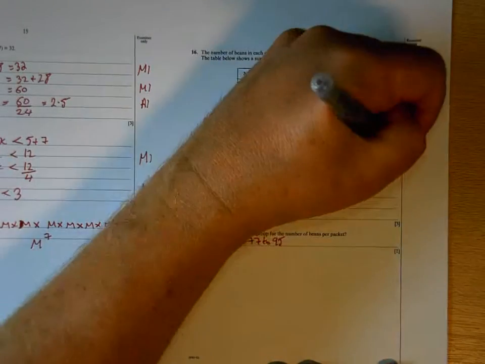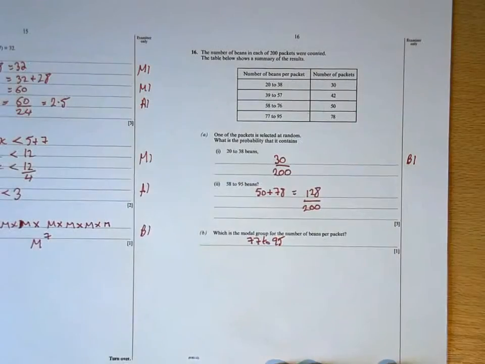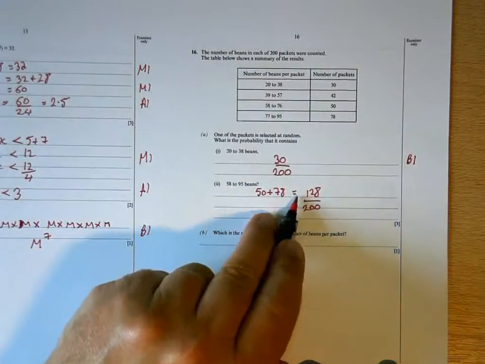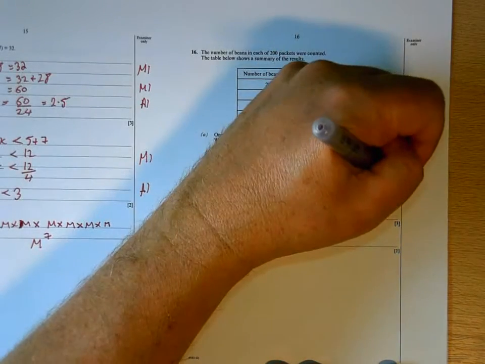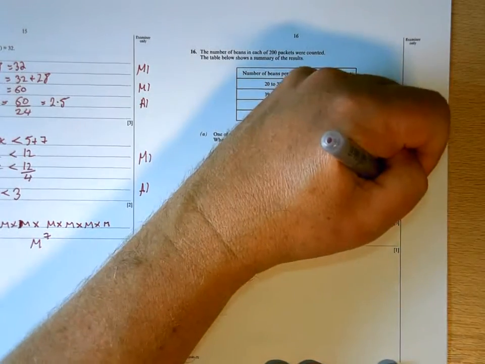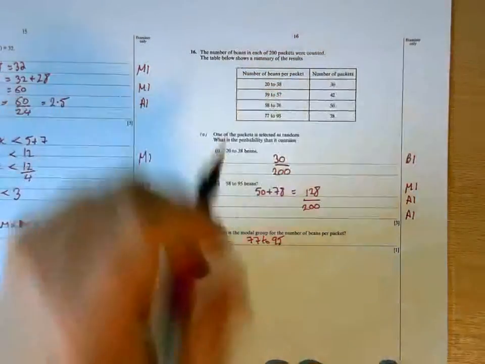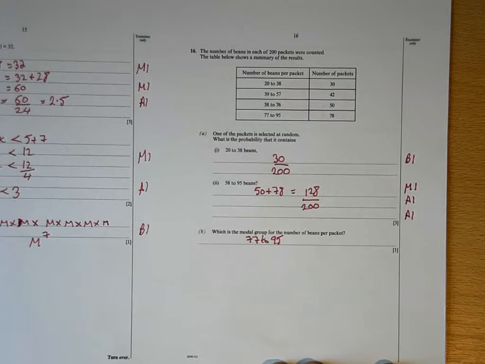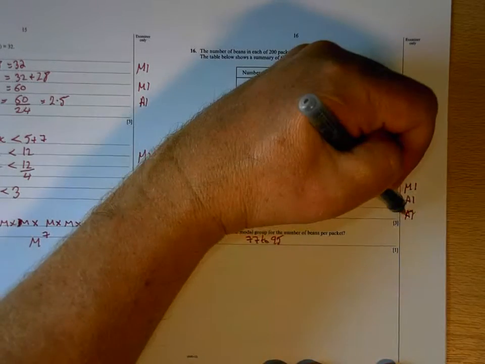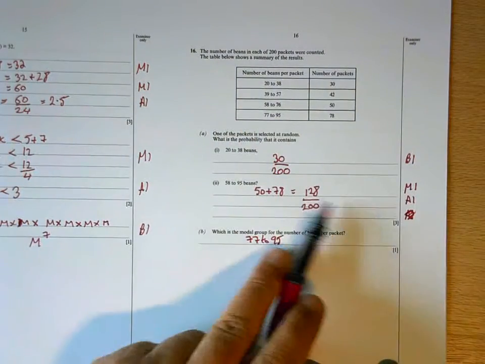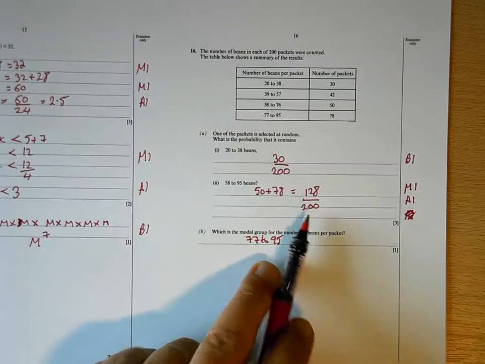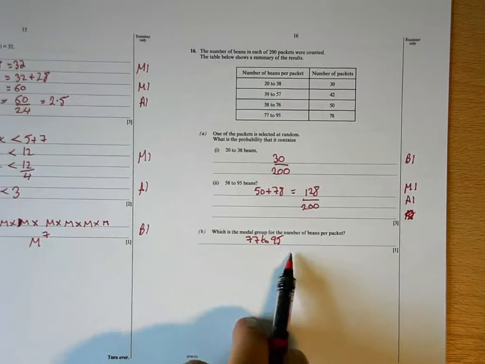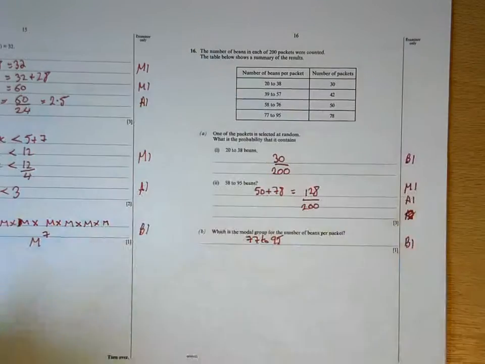1 mark for 30 over 200, 1 mark for the 128, one mark for the probability being correct. Sorry, too many marks there. So 1 mark for the 128, 1 mark for the correct probability, and 1 mark for the right modal group.